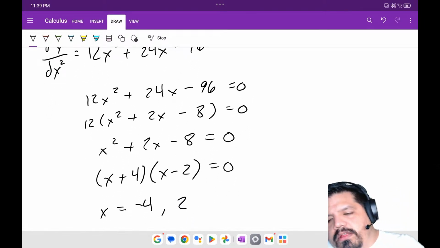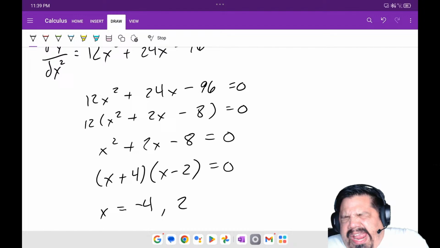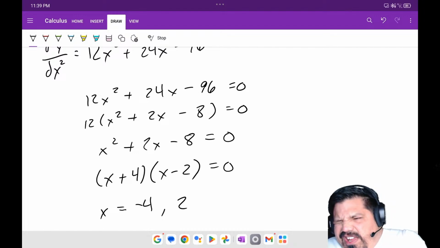Meaning that x plus 4 is equal to 0. Subtract 4 on both sides. You get x is equal to negative 4, and x minus 2 is equal to 0.